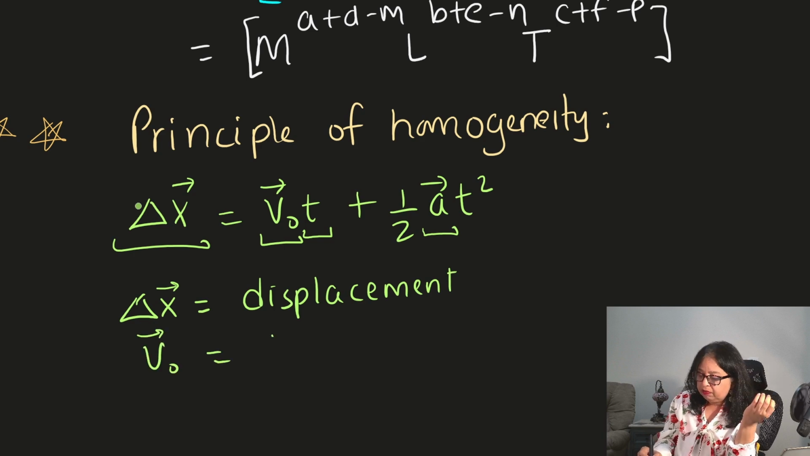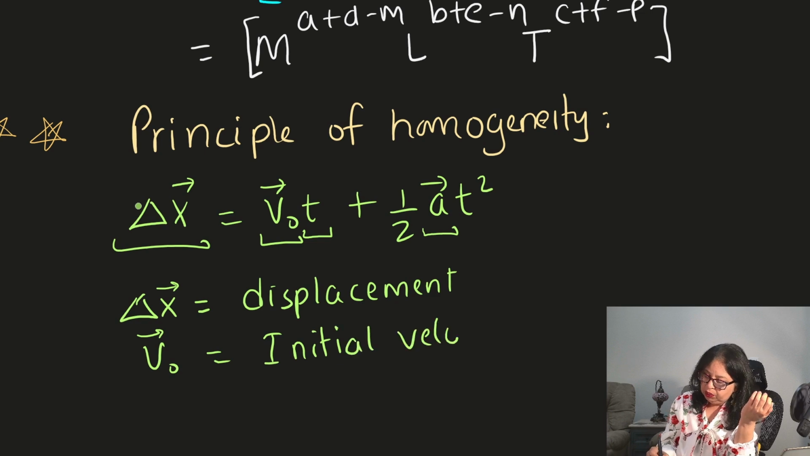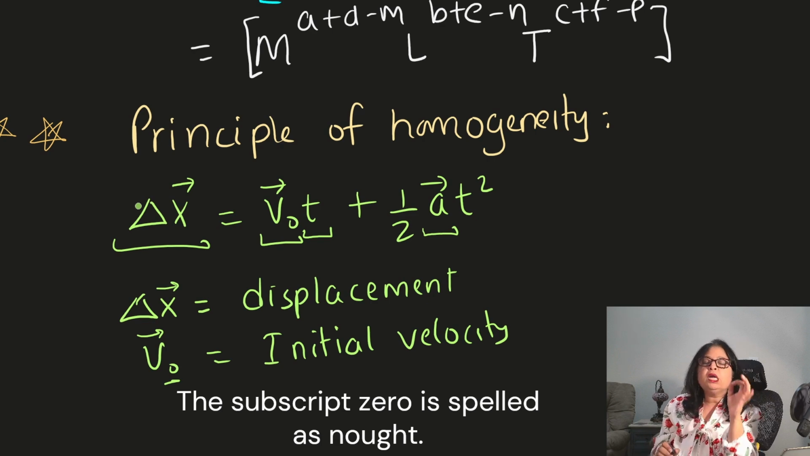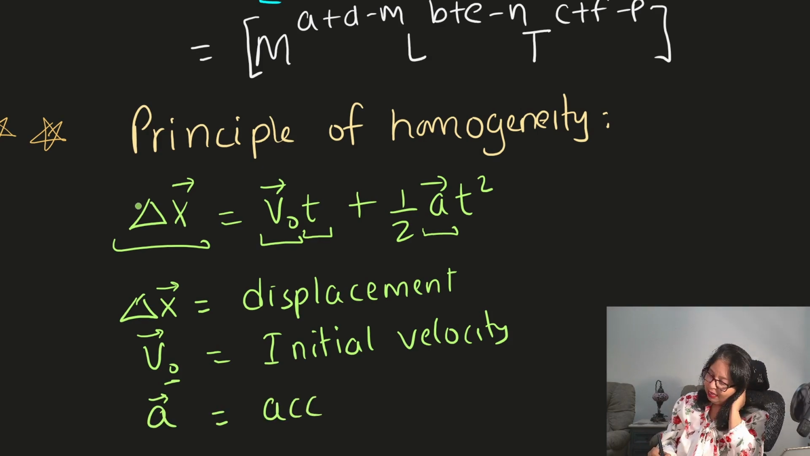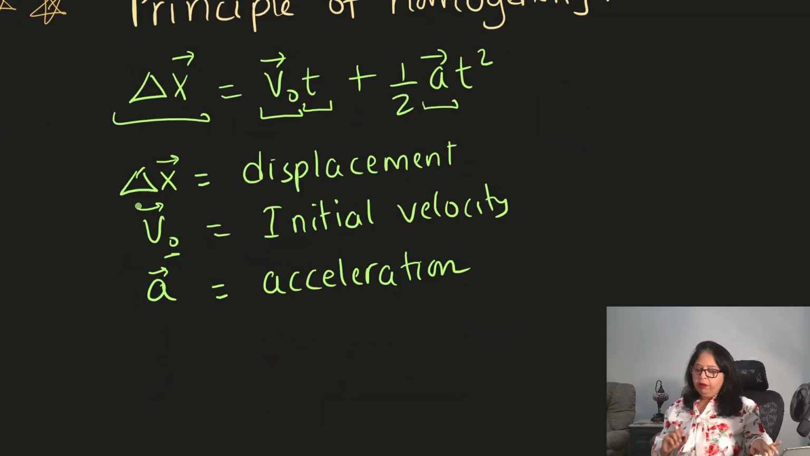V naught is the initial velocity. This zero here is pronounced "naught," which sounds like N-O-T. And a is acceleration. Very cool. All right, so what does the principle of homogeneity say?